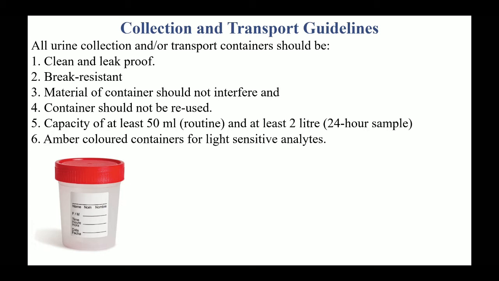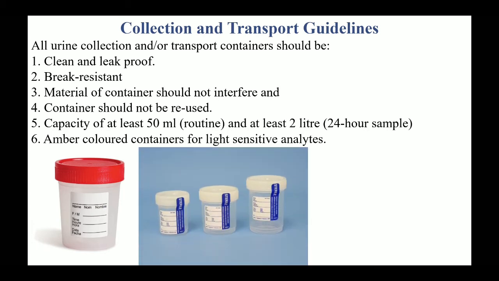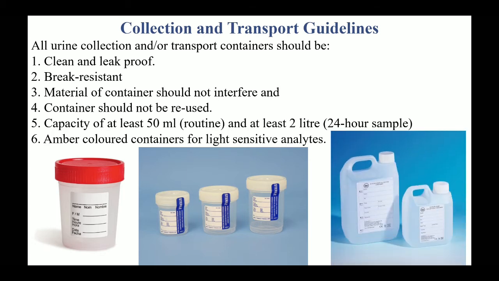There may be different types of single specimen collection containers. You can see the first one is the 50 ml, the second one is the 75 ml volume container, and the third one is the 100 ml volume container. So these types of containers are used for single specimen collection, and for 24-hour urine specimen collection, larger volume containers are used. At least a 2 liter volume container should be used for this 24-hour sample collection.